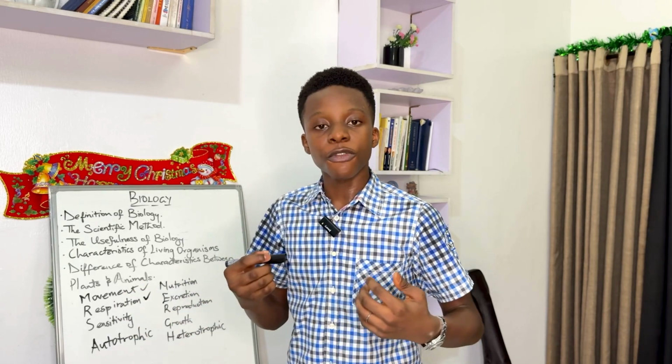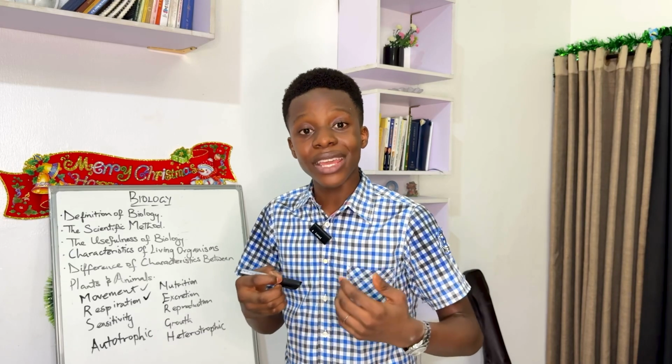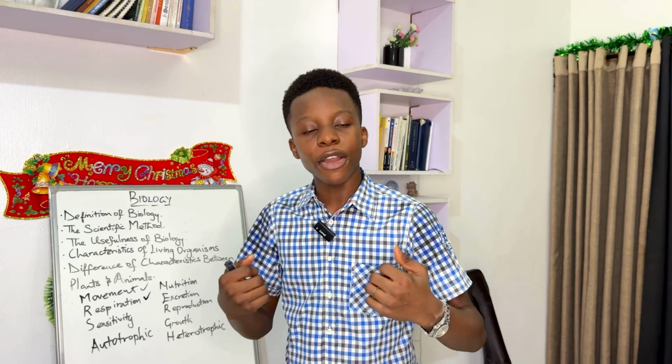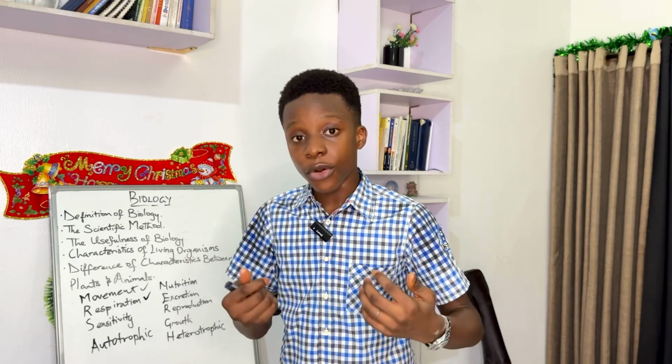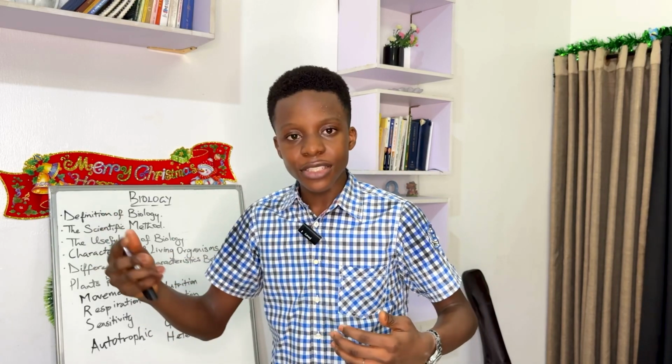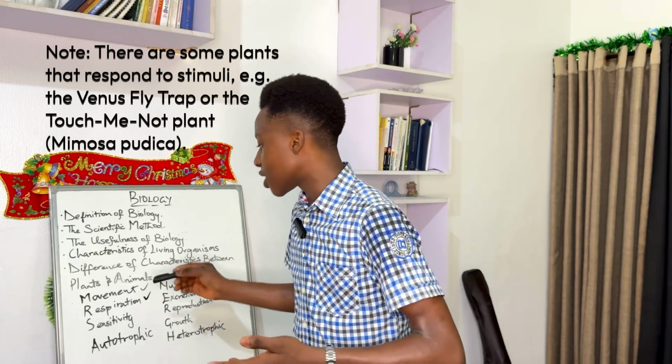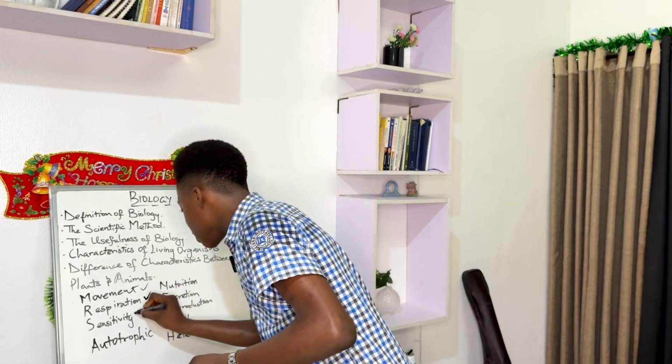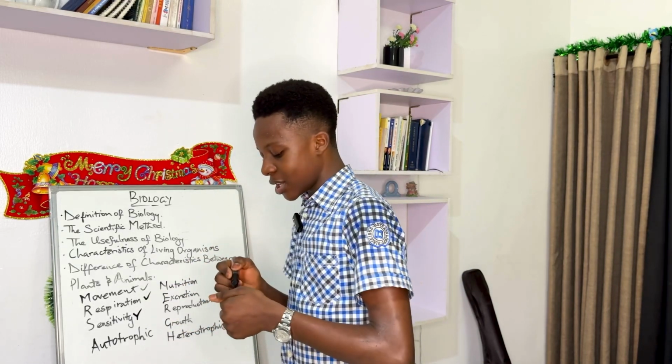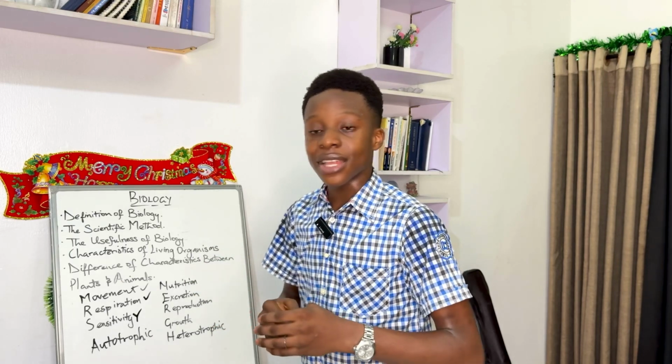So if prey gets scared because a predator is coming, the prey receives a stimulus and runs or flees because it has organs for movement, like I talked about earlier. I talked about sensitivity. Now, nutrition. I already talked about nutrition when I said that plants and animals don't make their food the same way.